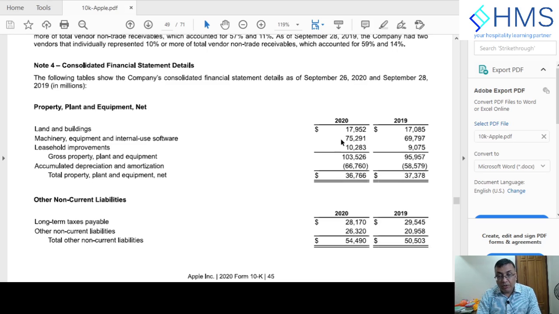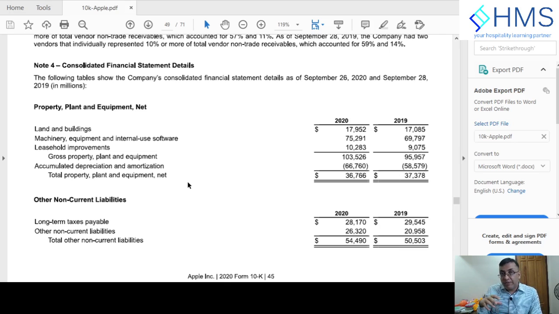It normally includes land and building, probably for their head office and headquarters, then machinery, equipment and internal-use software at 75B and 69B, leasehold improvements 10B, and the depreciation is already up to 66 billion. That means two-thirds of the life of the land, building and machinery has already gone. There's only one-third left. So the company would probably need to replace that very soon, right?